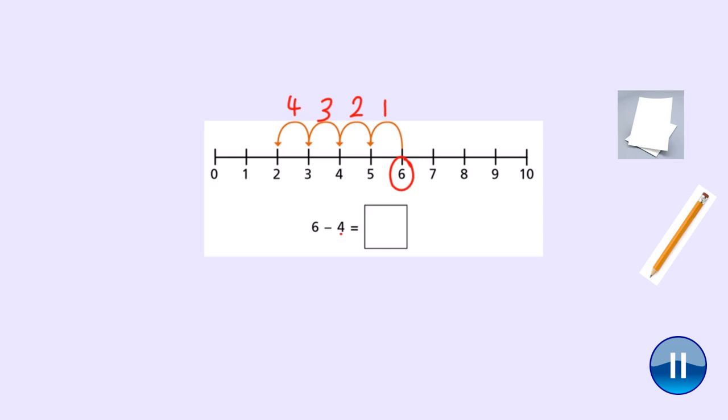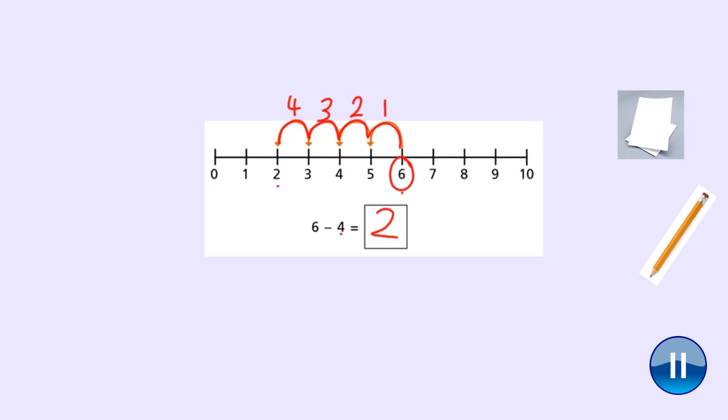So they started at 6. They've done 4 jumps. Where did they land? They landed on 2. So you should have written 2 in the box. So the subtraction number sentence says 6 subtract 4 equals 2.